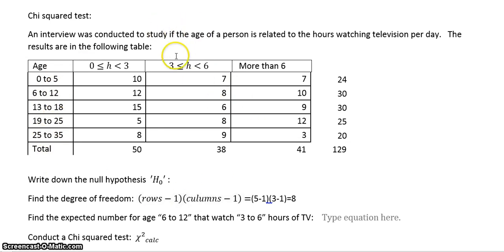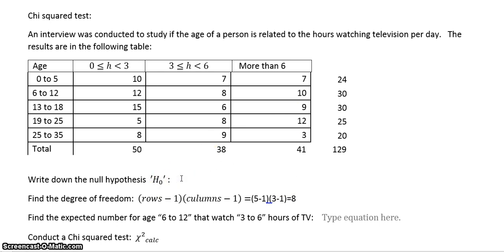We have this interview, and here we have the results out of a total of 129 people. For example, 24 had between 0 and 5 years, and 7 of those 0 to 5 said that they watch more than 6 hours of television per day.